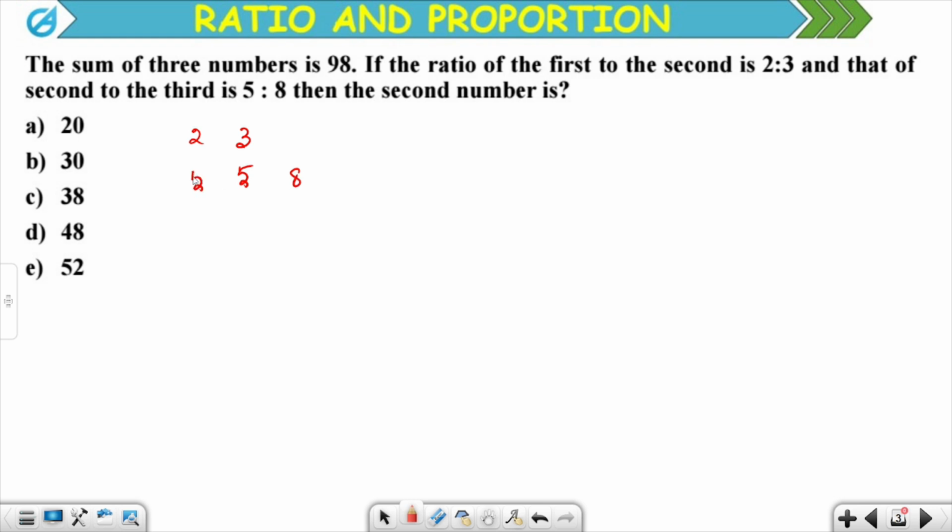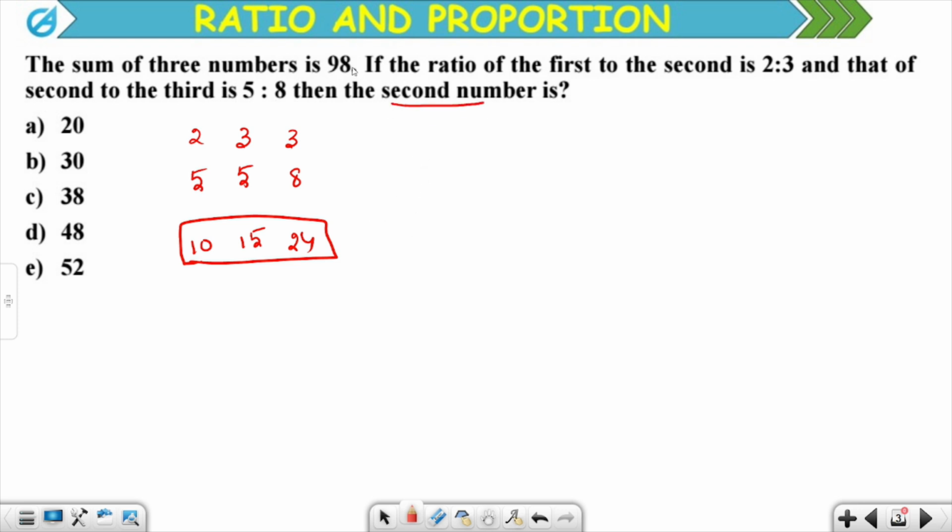Okay, so here I'll be writing 5 and you'll be writing 3. Now what is the ratio of first number? 10, 15, and 24. The ratio of first number, second number, and third number is nothing but 10 is to 15 is to 24. Now again, what we need to find is the second number.